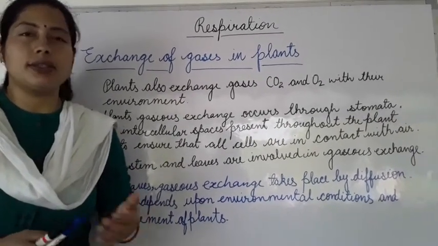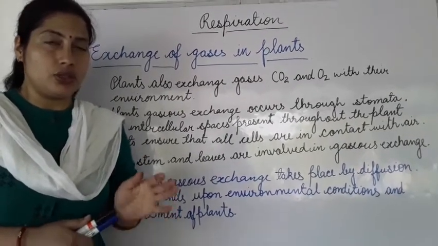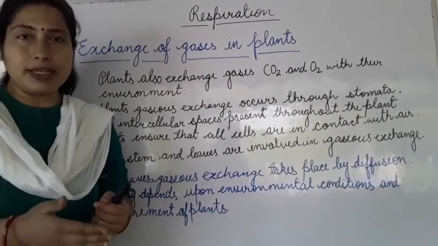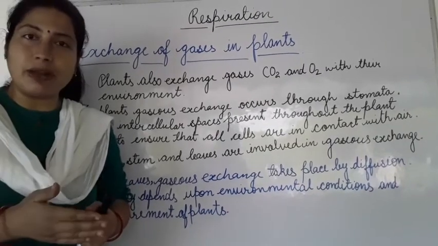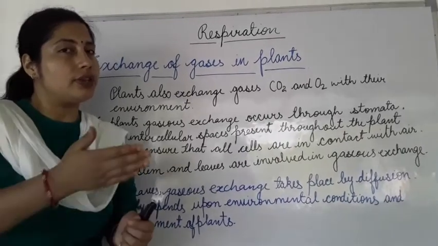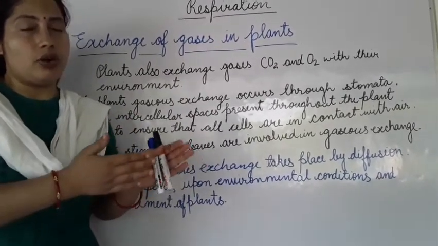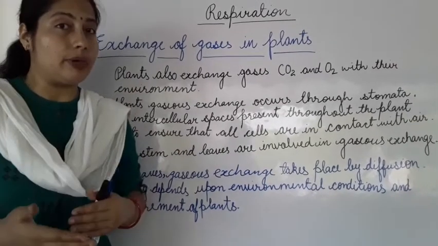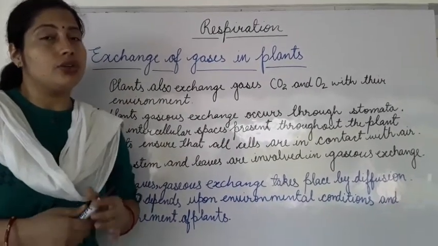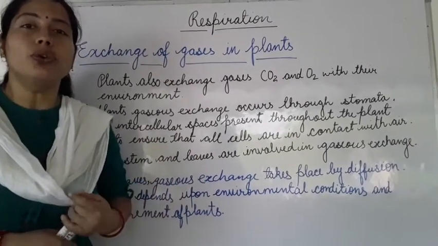Just take an example of oxygen. If the plant needs oxygen, then exchange of gases takes place, meaning the plant needs oxygen. So in the cell it is less, so oxygen will move inside from the region of lower concentration, and where is the oxygen more? Outside of the cell. So gaseous exchange takes place through diffusion.